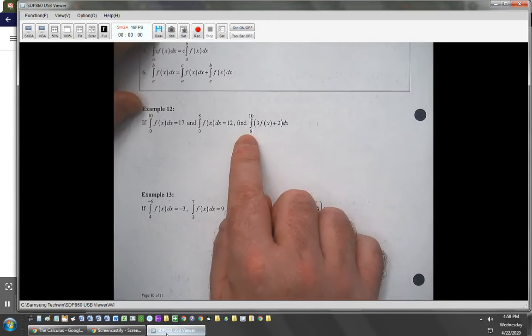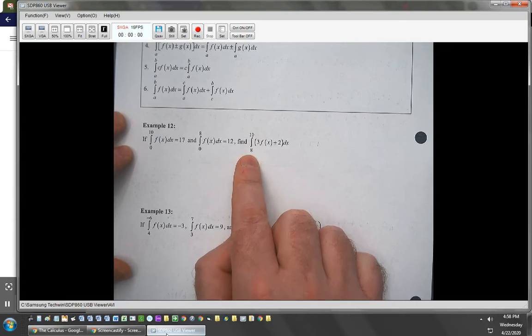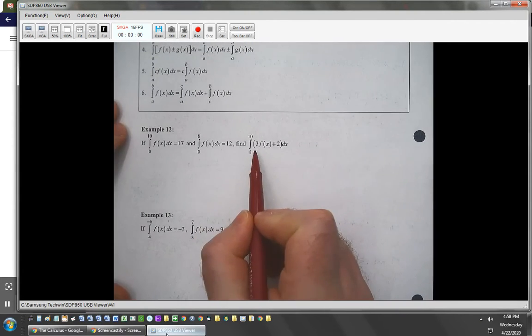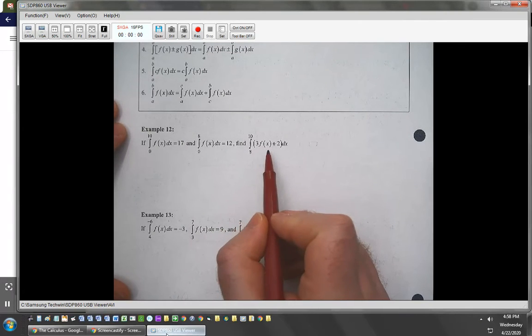So I want to find the integral from 8 to 10 of 3 f of x plus 2. I'm going to start off by trying to break this stuff up.